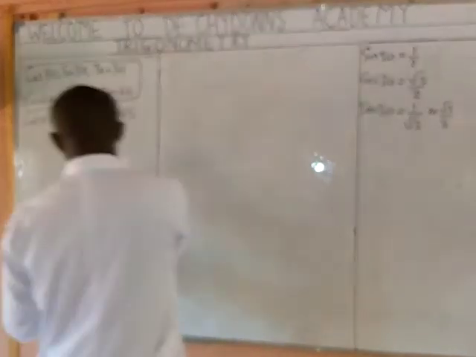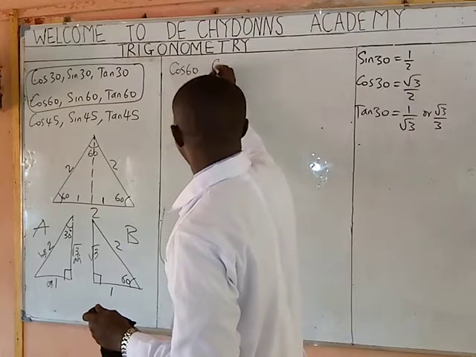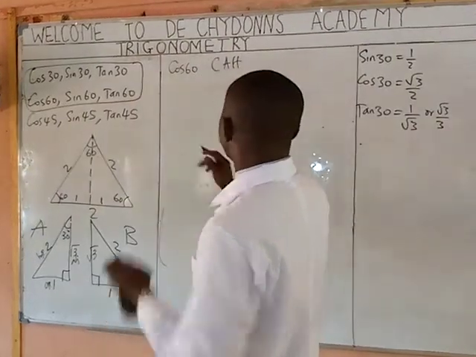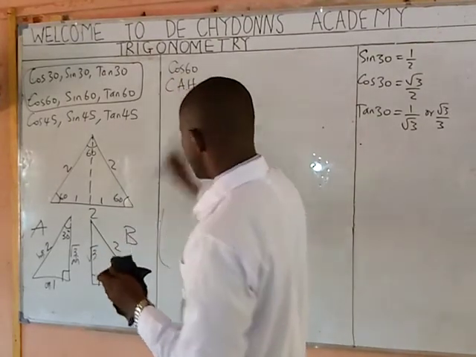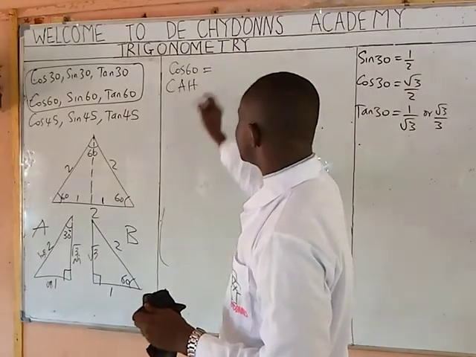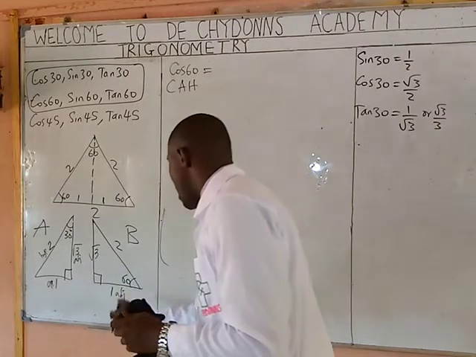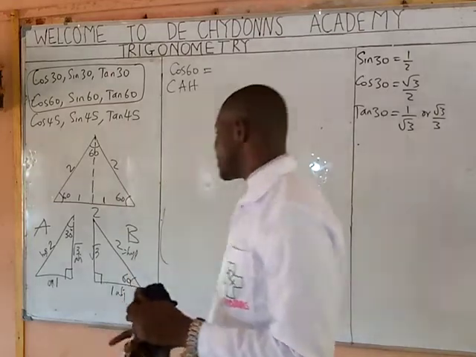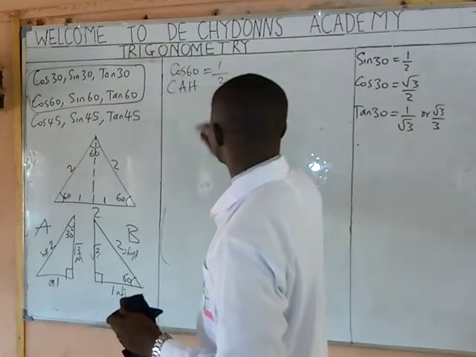Then we come to the one of cos 60. Cos 60 is gotten from CAH. Go to triangle B, because you have angle 60 there. You now say adjacent. Where is my adjacent? Here, because it joined this hypotenuse to form the angle 60. Adjacent over hypotenuse, 1 over 2.